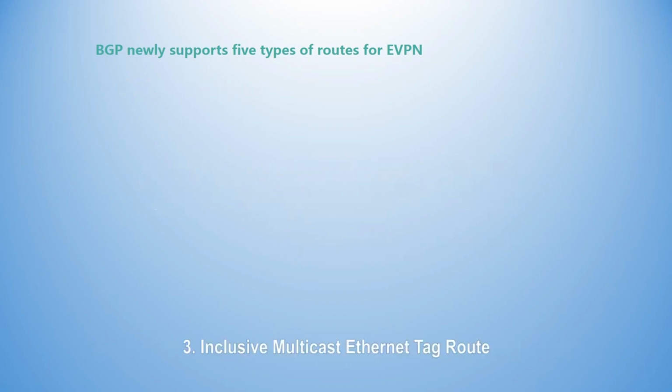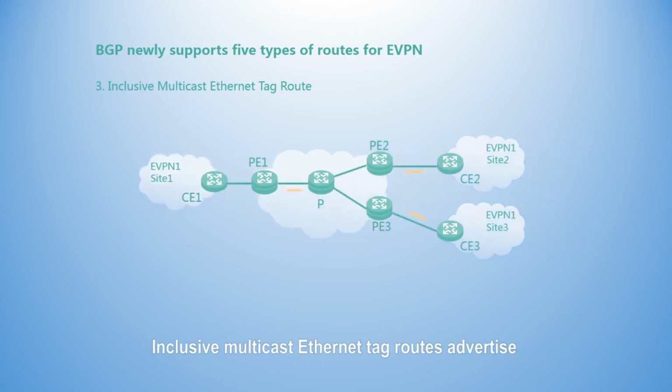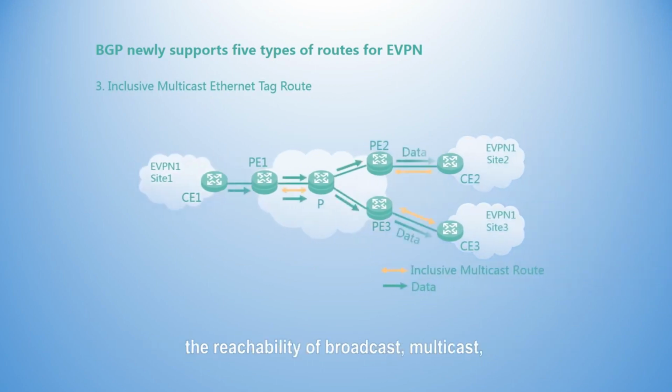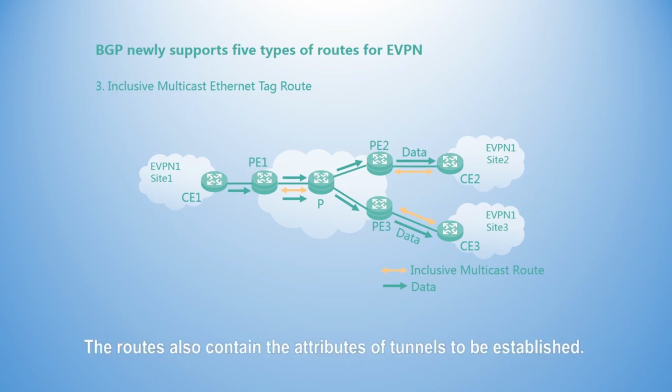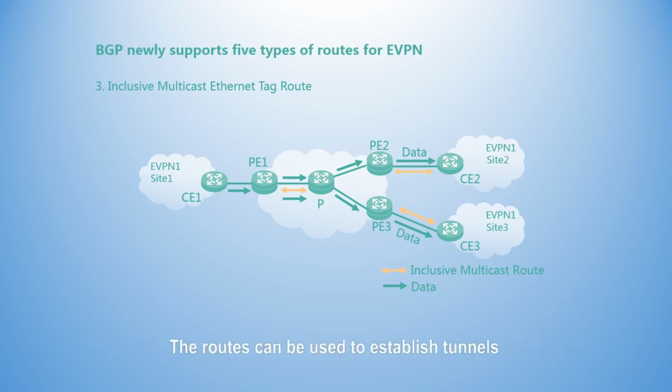Third, Inclusive Multicast Ethernet tag route. Inclusive multicast Ethernet tag routes advertise the reachability of broadcast, multicast, or unknown unicast (BUM) addresses to implement mutual neighbor discovery in the broadcast domain so that the local PE can send BUM traffic received from CEs to the remote PE. The routes also contain the attributes of tunnels to be established. The routes can be used to establish tunnels for transmitting data plane traffic between PEs.